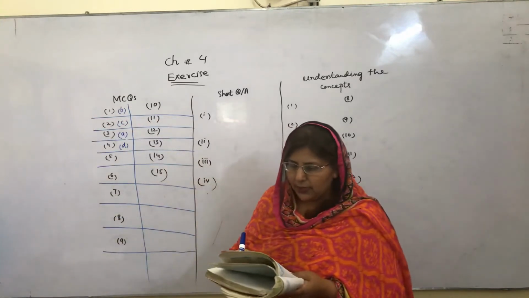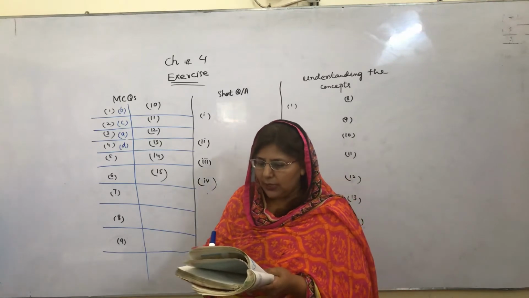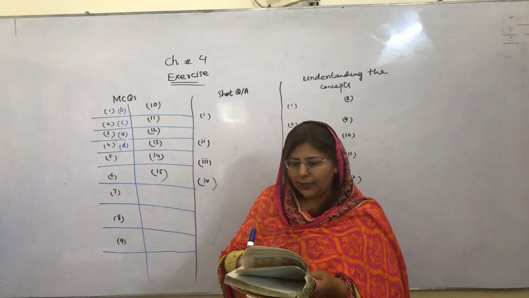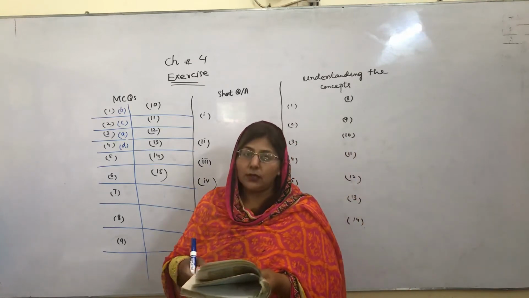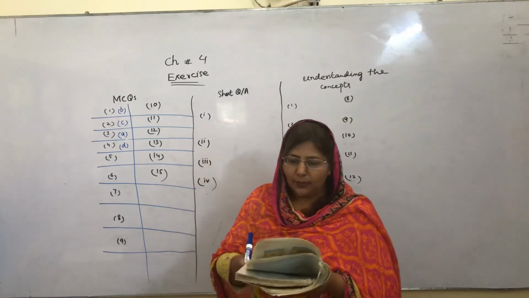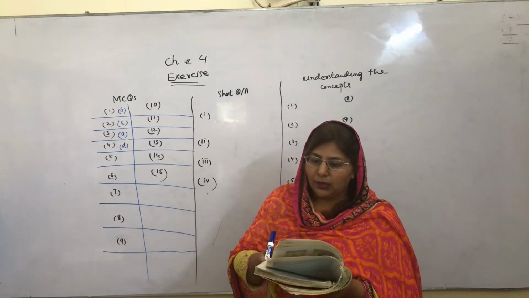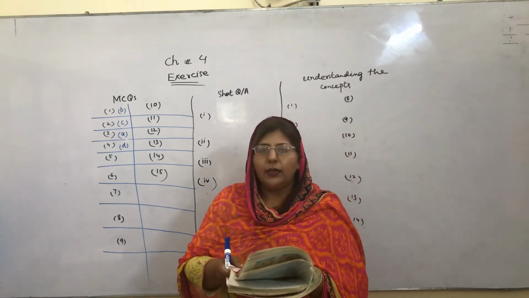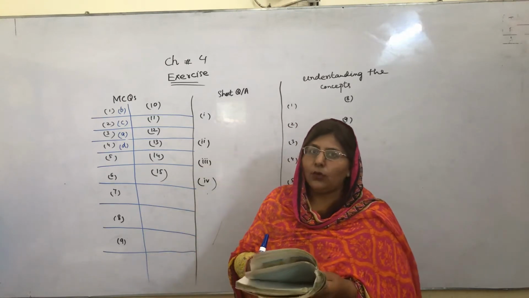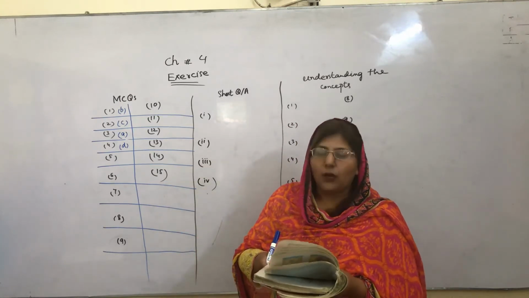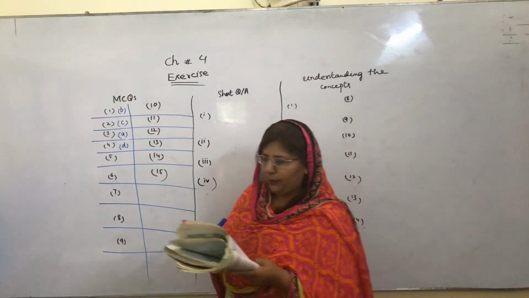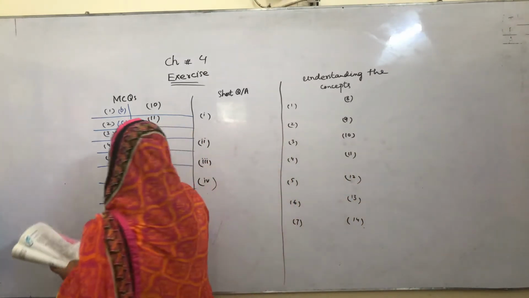Then number 5, cell walls are found in these organisms except for plants, animals, bacteria, fungi. We have also studied that in plants, the cell wall is made of cellulose. In bacteria, the cell wall is made of peptidoglycan, and in fungi, the cell wall is made of chitin. Animals do not have a cell wall, they have only a cell membrane. So the correct option for number 5 is B.